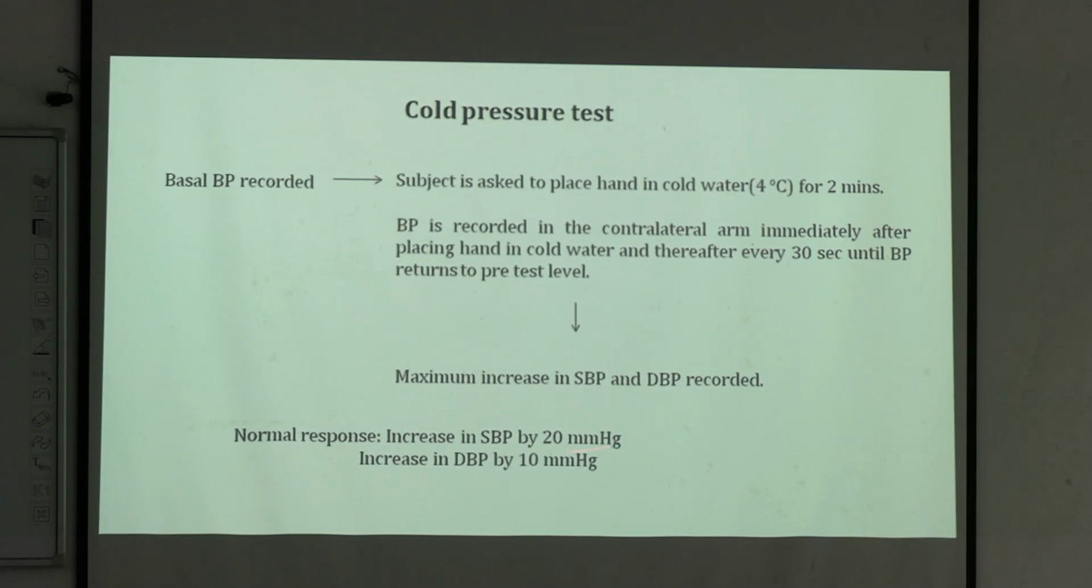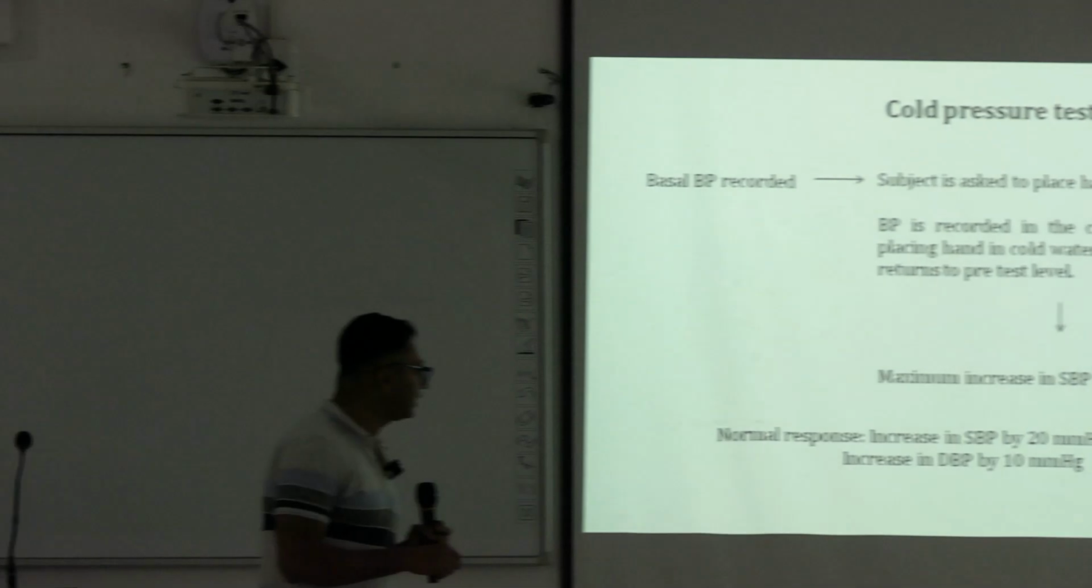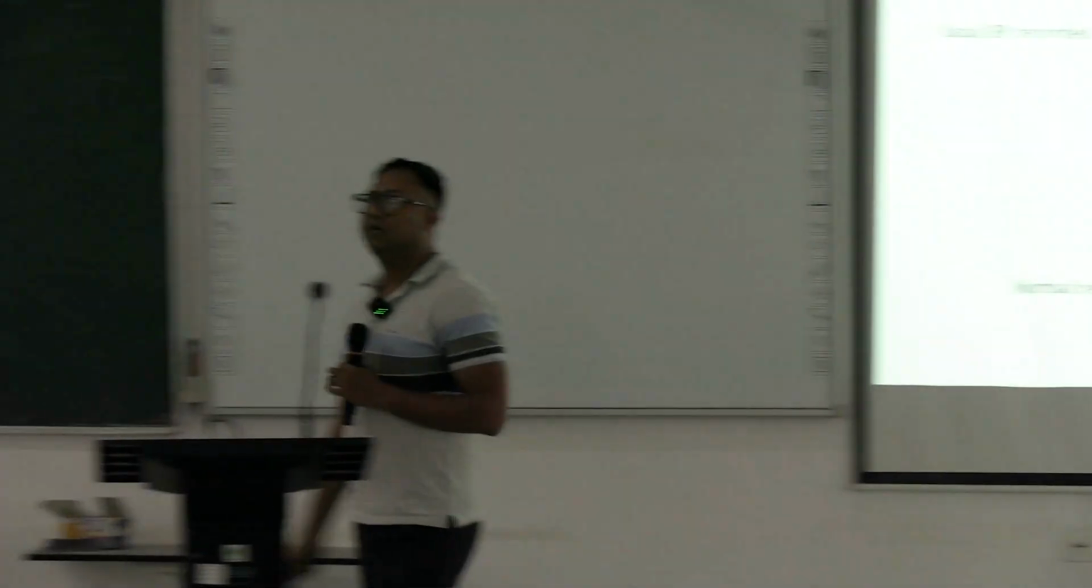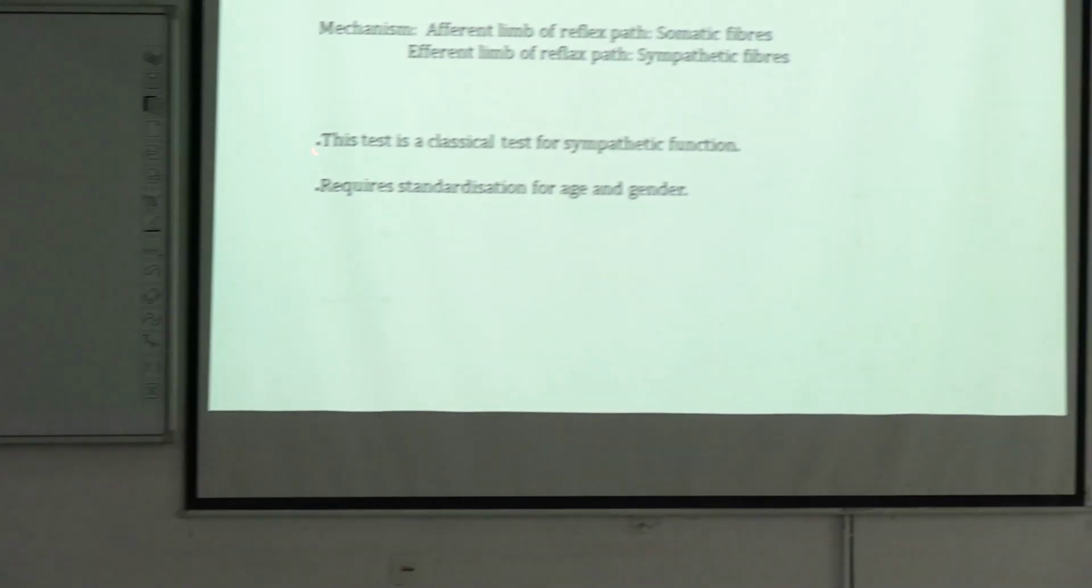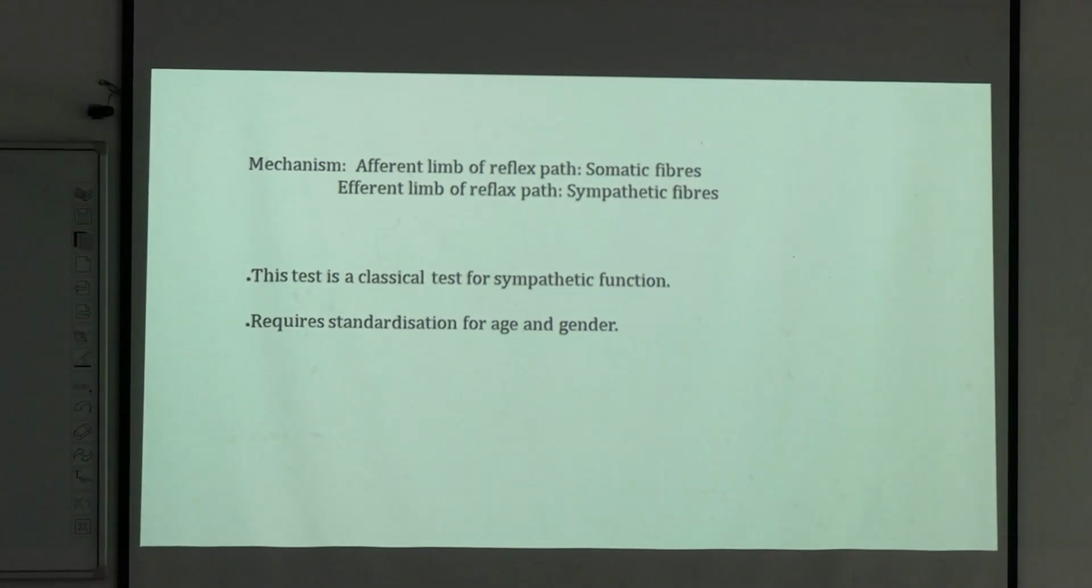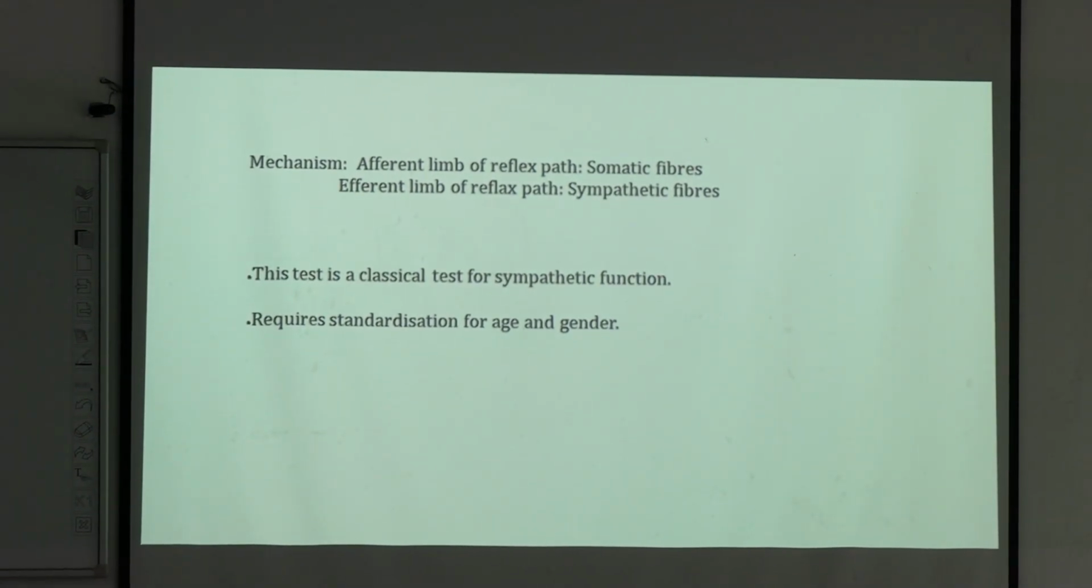And the maximum increase in systolic and diastolic blood pressure are recorded. Normal response is an increase in systolic blood pressure by 20 millimeter of mercury and an increase in diastolic blood pressure by 10 millimeter of mercury. This is called the cold pressure test, and this test is a classical test. It is purely for sympathetic function, and it requires standardization with age and gender.